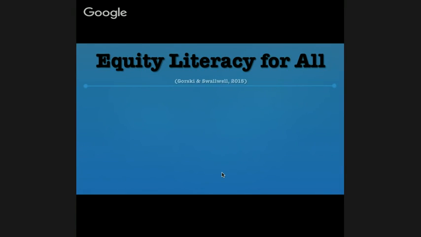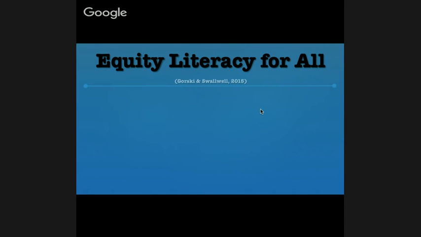So moving right along. Paul Gorski and Katie Swalwell wrote an amazingly beautiful article on equity literacy. It's called Equity Literacy for All, and I think it just came out in ASCD in March of 2015. Check it out, read it. It's really, really solid work. And so I want to use equity literacy in the way that they do to set the framework for social justice in our literacy pedagogy.